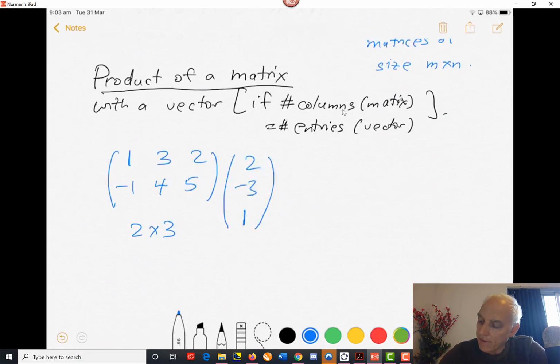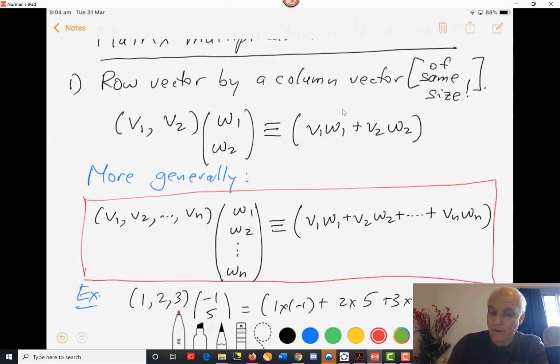Now, how are we going to define this product? Well, we're going to be looking back at what we've defined already, this product of vectors with vectors. Where's the product of vectors with vectors? Right here. So we know how to multiply a row vector by a column vector. We're going to apply this same formula as many times as we can.